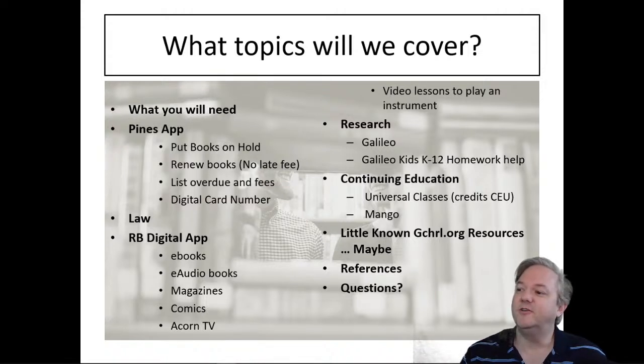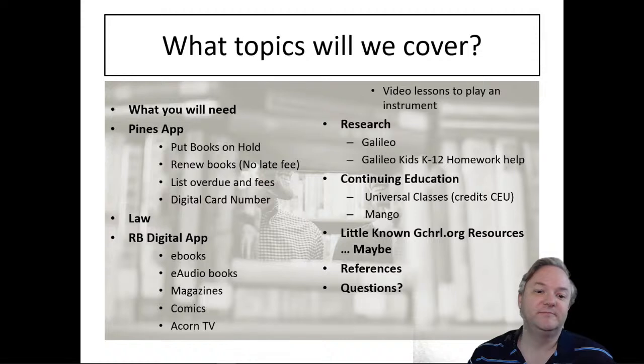So doing research with Galileo. We'll talk about Galileo Kids, K-12, homework help, continuing education, Universal Classes. We'll talk about what continuing education credits you can receive. We'll talk about Mango, learn a new language, and then we've got a list of little known resources that maybe you didn't know about. Okay, and then I'll list some of our references too. So before we get started, do we have any questions?